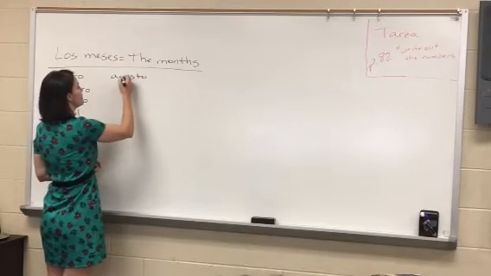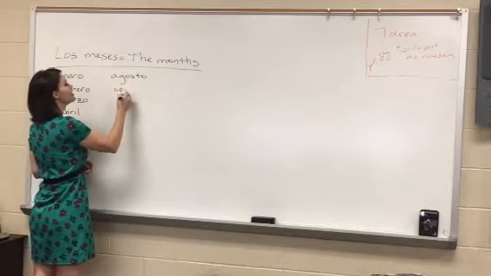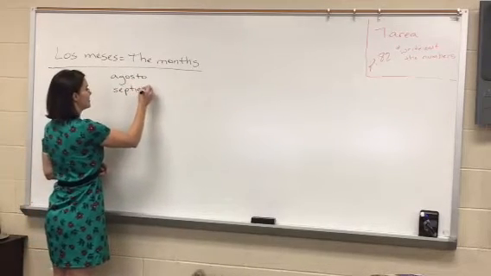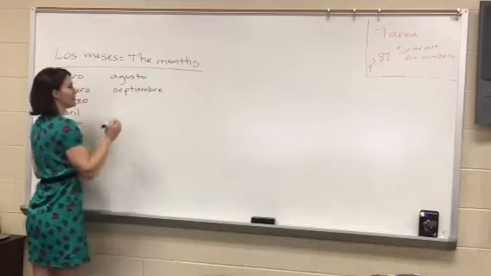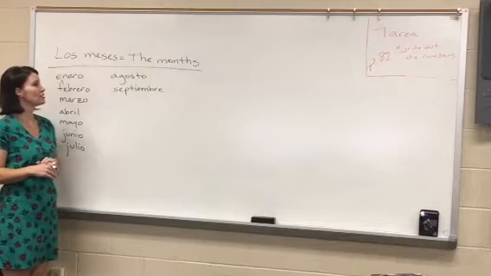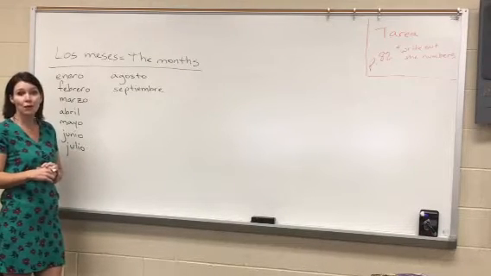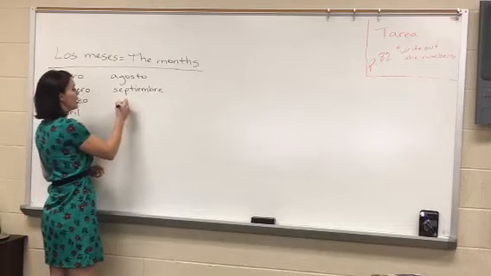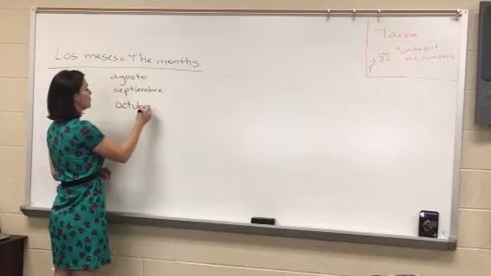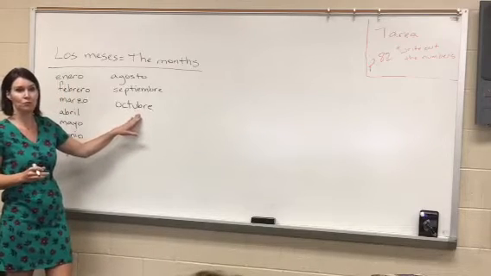Agosto. Next month will be Septiembre. All right. So Agosto, Septiembre, and then we have Octubre, and that has a U in it. Okay, that's a little tricky for us because we want to put an O there, but it's Octubre, like that.